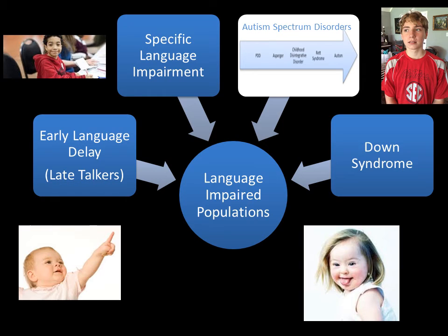PDD-NOS, the one that I mentioned that was probably the least severe, is a category used for children who demonstrate impairments in the areas of social interaction and other behavior, but they don't meet all the criteria of the 4 diagnoses. So sometimes a doctor, a developmental pediatrician, or a psychologist will diagnose a child with PDD-NOS when they're younger because they're not sure if they have all the components of autism or all of the components of Asperger's.